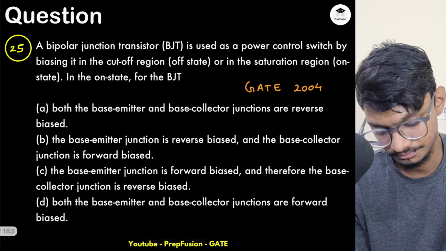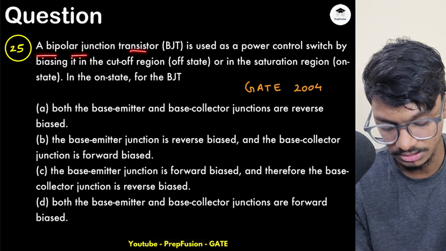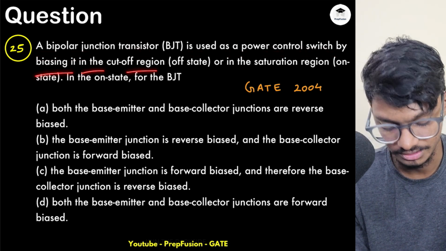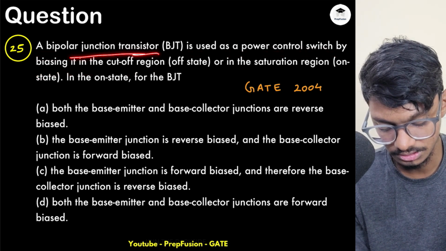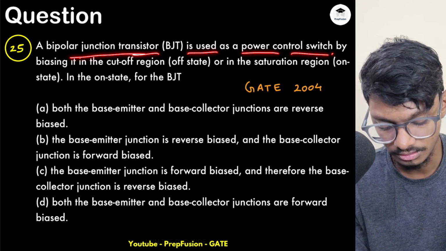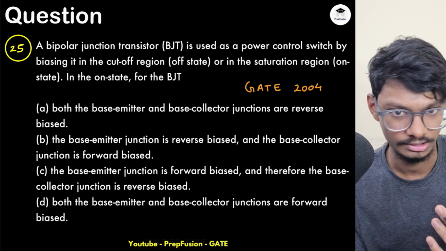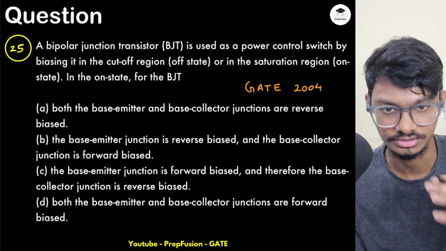Okay, so a bipolar junction transistor, BJT, is used as a power control switch by biasing it in the cutoff region or in the saturation region. So if it is in cutoff, then it is off. If it is in saturation, then it is on.